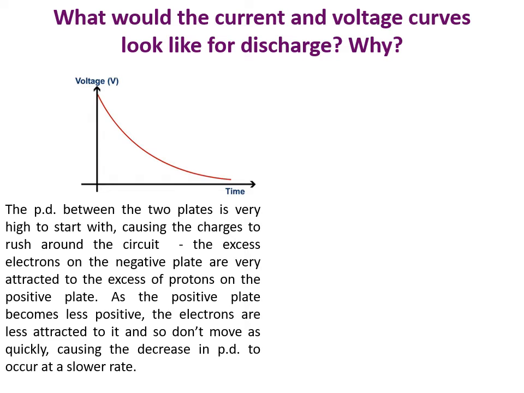Well done. If you get the correct answer, the potential difference between the two plates will be opposite now. Because in the beginning, when the capacitor is fully charged and it is disconnected from the battery, the potential difference between the two plates is very high to start with. So causing the charges to rush around the circuit, the excess electrons on the negative plate are very attracted to the excess of protons on the positive plate.